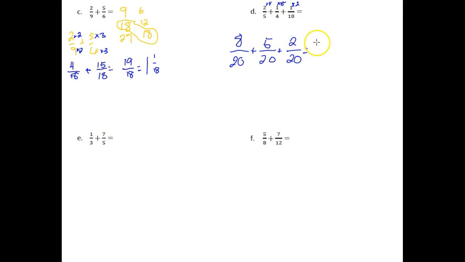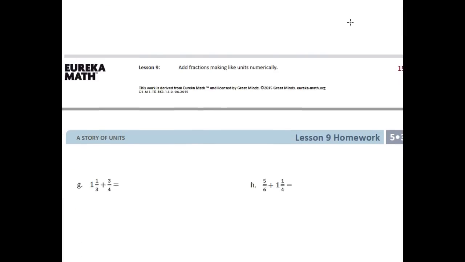8 and 2 gets me 10. 5 more gets me 15. 15 20ths. And then, because remember I've talked about it in class, if it ends in a 5 or a 0, they're both multiples of 5 or divisible by 5. 5 goes into 20 4 times. 5 goes into 15 3 times. So that's simplification. Let's take a look at a word problem.